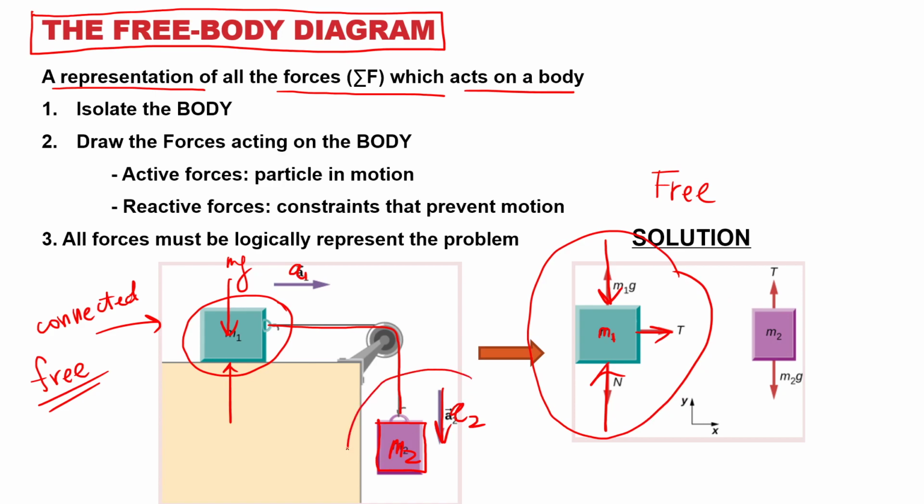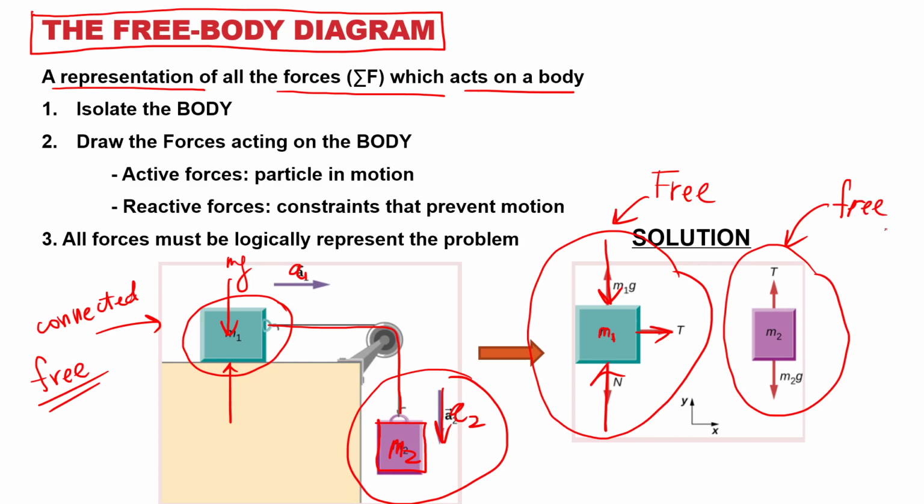And look at this one. This one, you've got tension from the cable, you've got mass, and this one is another body. So both of them are free. Okay. So a few steps that you should do on the body is you need to consider all the active forces of the particles in motion and also all the reactive forces or the reaction force, which is the constraint that prevents a motion. So don't worry, we're going to be doing a lot of exercises on this one.